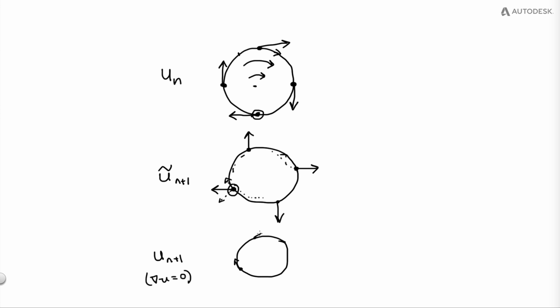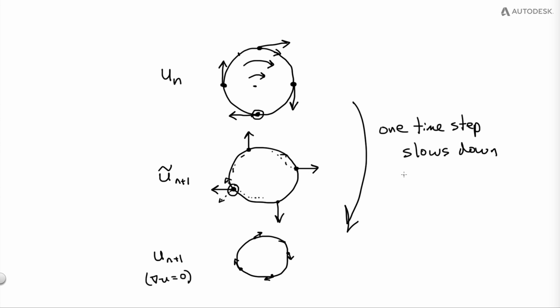But it's going to be a lot smaller. What we're left with is only a fraction of the original velocity. So the whole thing, through the time integration, sort of one time step, basically slows down rotation.